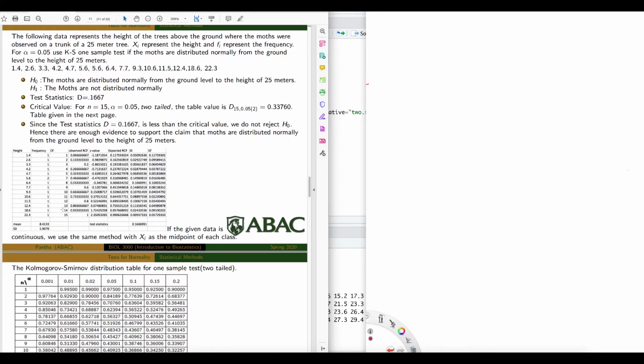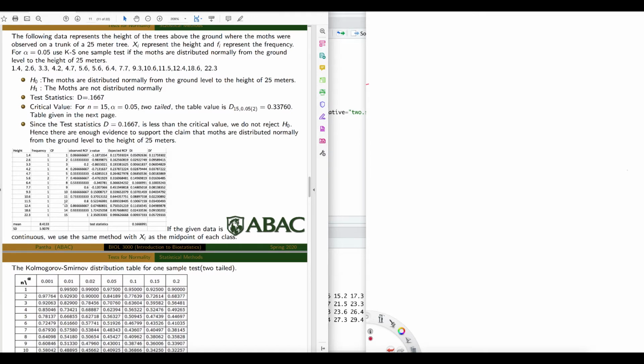Okay, now, how do I find out the observed relative frequency? So how many are total? Total were 15, right? So what you do is you do 1 over 15, 2 over 15, 3 over 15, 4 over 15, 5 over 15, and so on. This is the observed relative frequency.